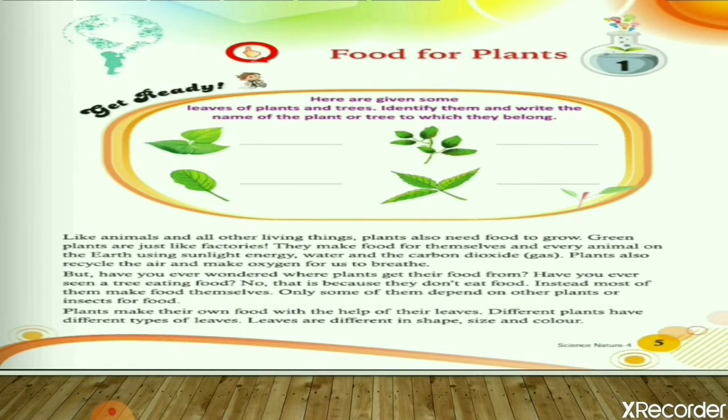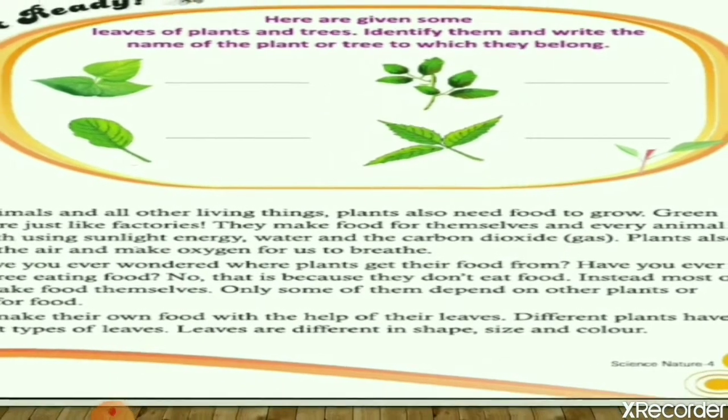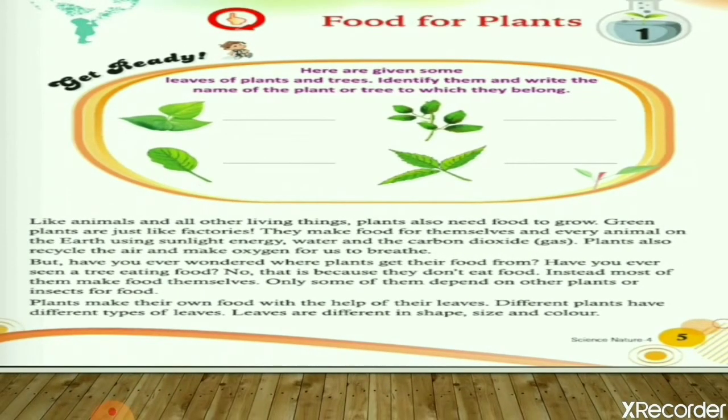This page is from your book, chapter number 1, Food for Plants. Now you can read with me. Like animals and all other living things, plants also need food to grow. Green plants are just like factories. They make food for themselves and every animal on the earth using sunlight energy, water, and the carbon dioxide that is in gas form. Plants also recycle the air and make oxygen for us to breathe. But have you ever wondered where plants get their food from?